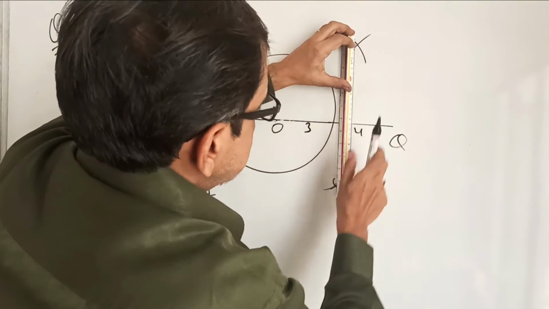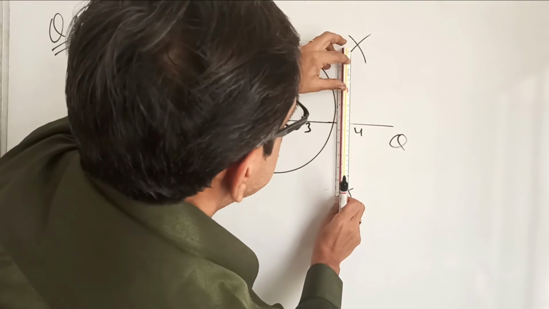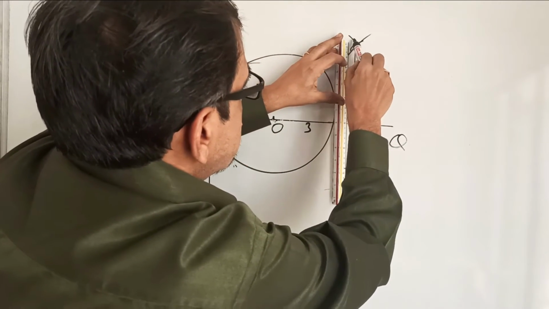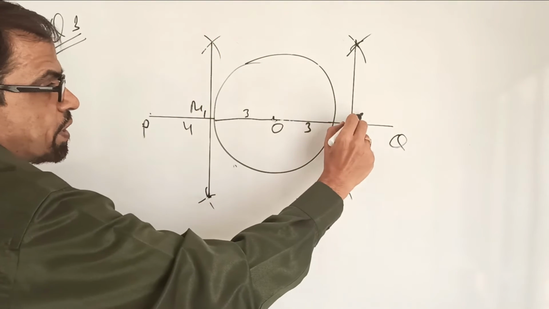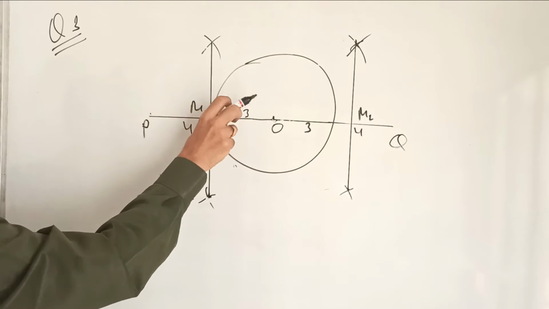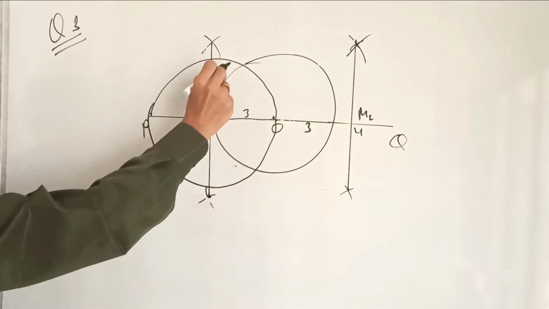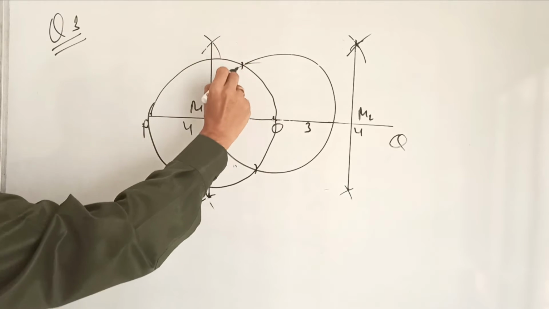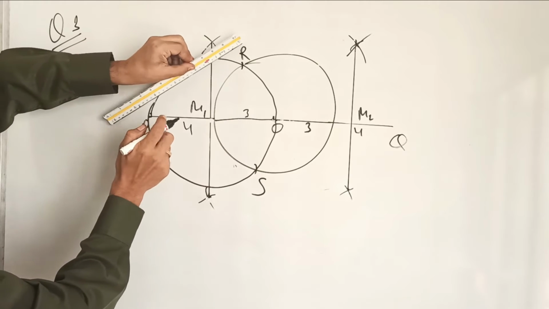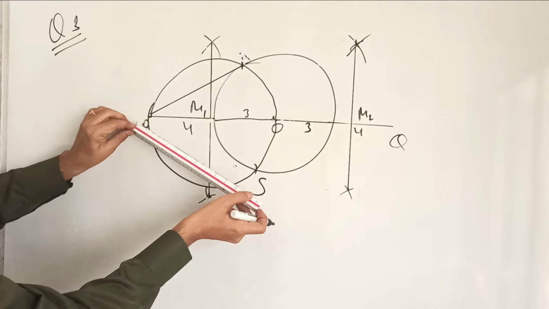So we will get it exactly here. I am using only the scale and my pen, but you have to use the compass. And suppose this is bisected at M2. Okay, student. Now with center M1 and radius M1O or M1P, you have to draw one circle, then let it intersect at R and S. So you will join P to R and P to S.